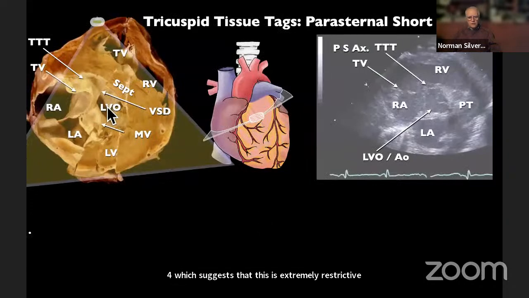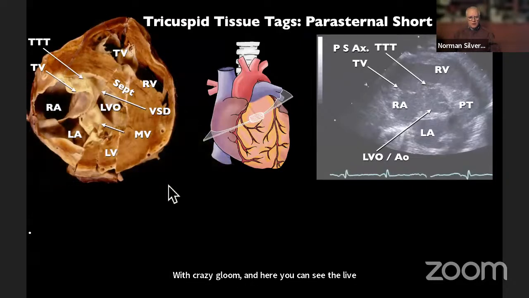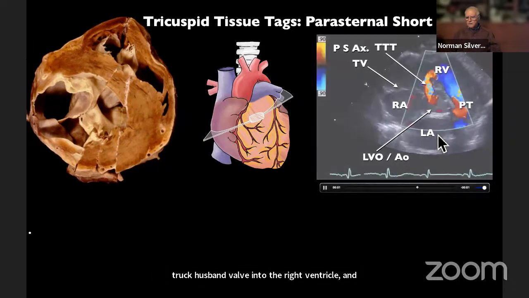Now we've cut the heart in short axis here again. We put it back together with crazy glue. And here you can see the left ventricular outflow tract and this pouch of tissue that you saw here now attached and coming and herniating underneath the tricuspid valve into the right ventricle. And here again is the short axis cut here, again with color.